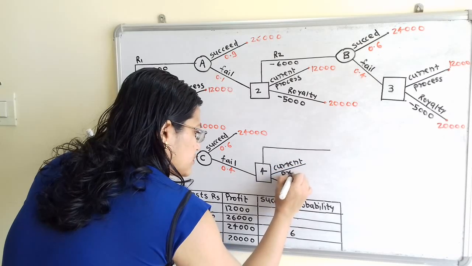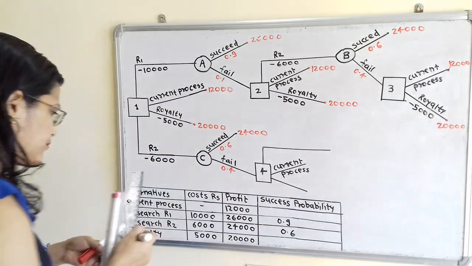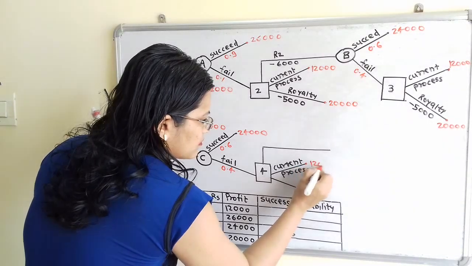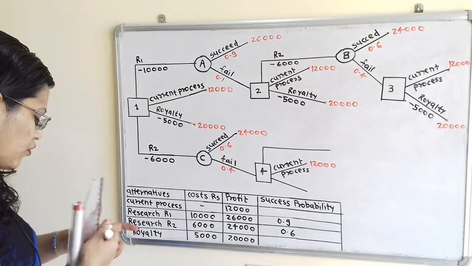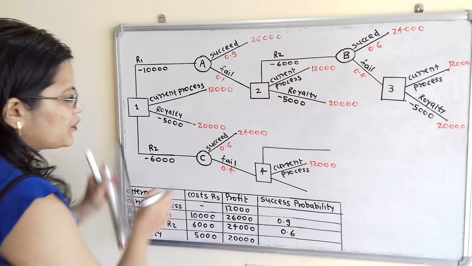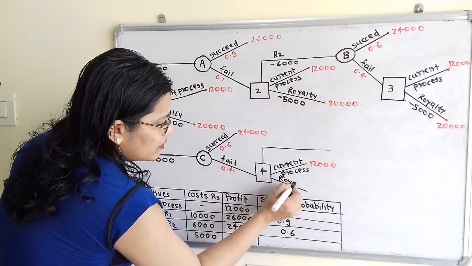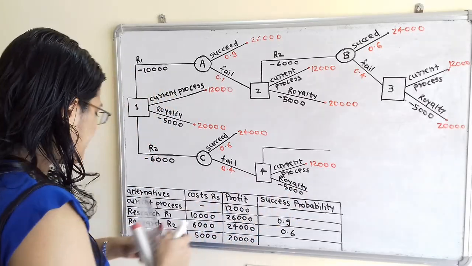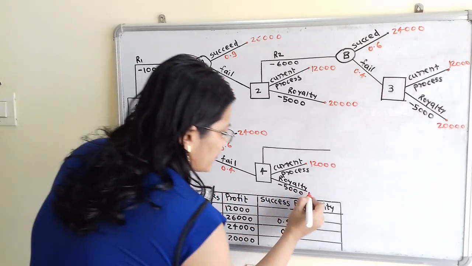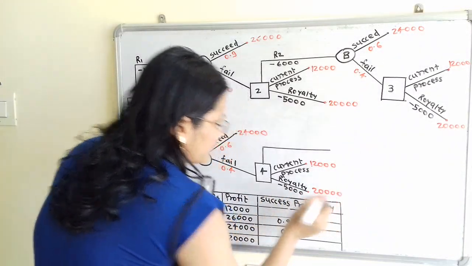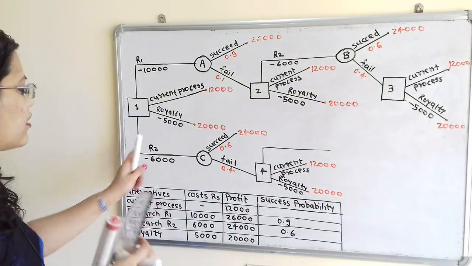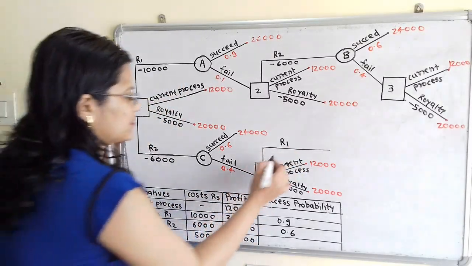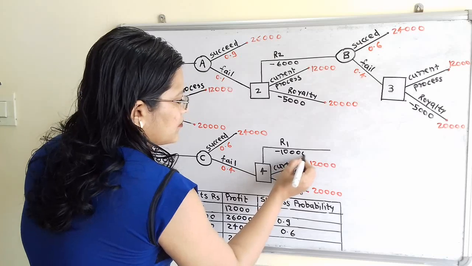I will write the current process. For the current process, here we have to show the profit, that is the outcome, 12,000. Then there is another option, that is, pay for royalty. For royalty we have to subtract its cost, that is minus 5,000, and we have to write the profit as 20,000. And then the third option is to conduct research R1. What is the cost of R1? Minus 10,000. We have to mention this.